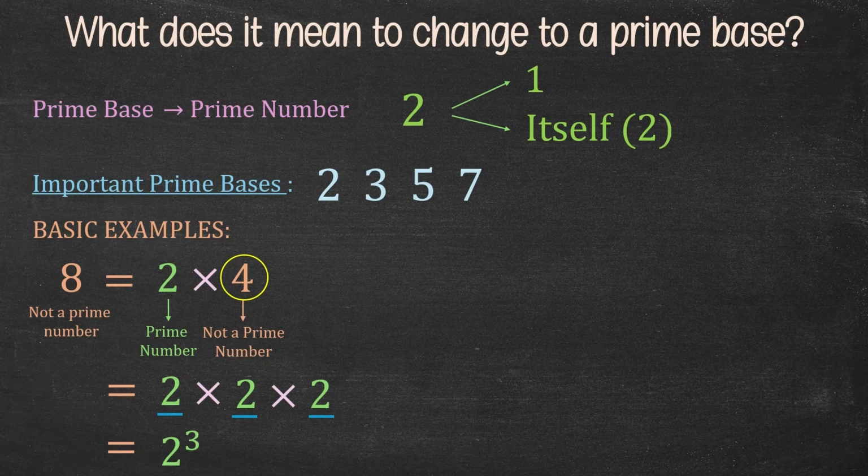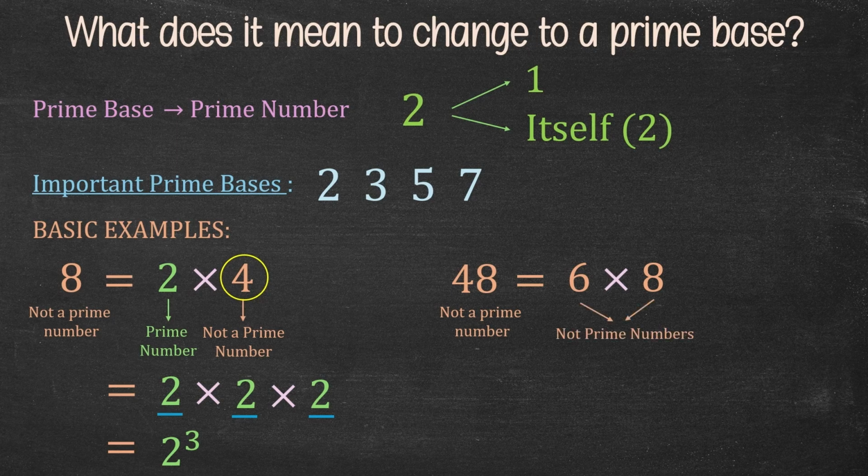Let's quickly have a look at another example. Here we have 48. 48 is also not a prime number because it has more than two factors. So we need to find the prime factors of 48. Again, ask yourself, which two numbers can multiply together to give us 48? 6 times 8 multiplies to give us 48. Notice that both the 6 and the 8 are not prime numbers, and we need to find the prime factors for 48. So I'm going to take my 6 and find two numbers that multiply to give 6, and that is 2 times 3.